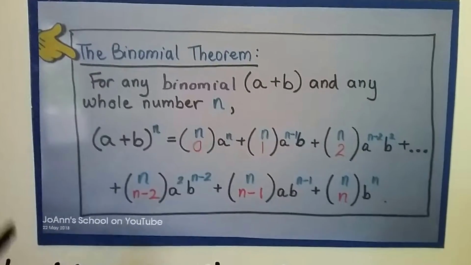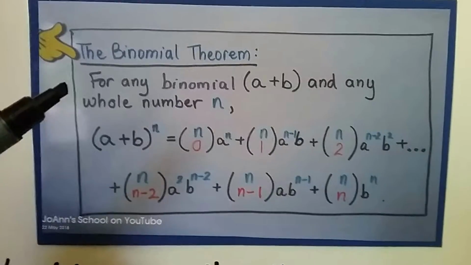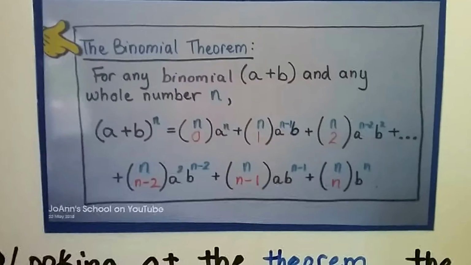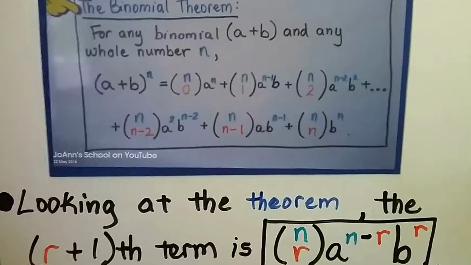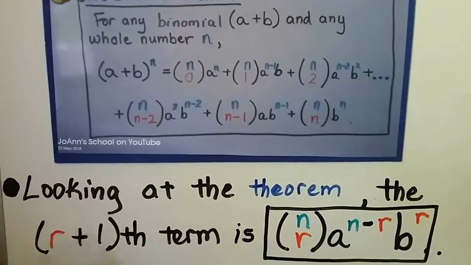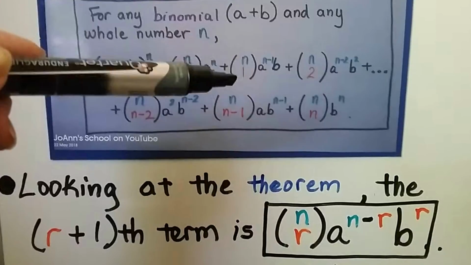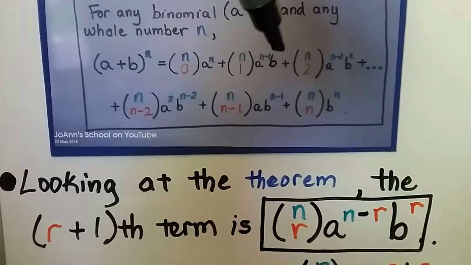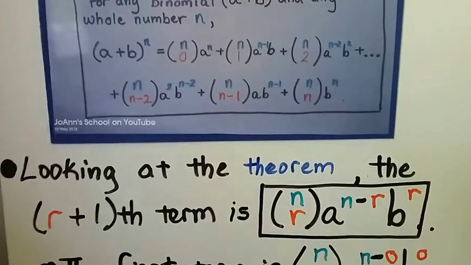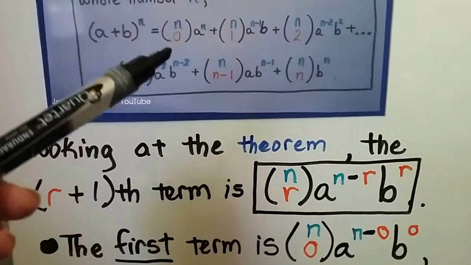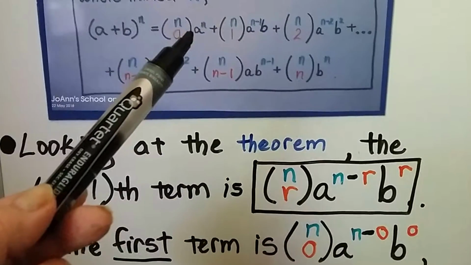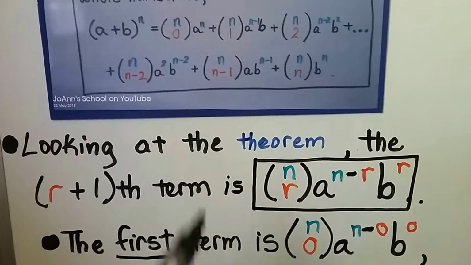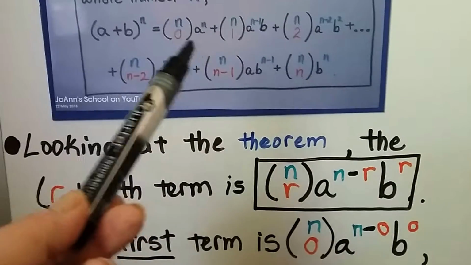And it says for any binomial a plus b and any whole number n, we have this nice long drawn out formula here. And looking at the theorem, the r plus 1th term is n choose r, then we have a to the n minus r, b to the r, see? The first term is n choose 0. Then we have a to the nth minus 0, so we don't see that here, but that's how it would be, and then it would be b to the 0.